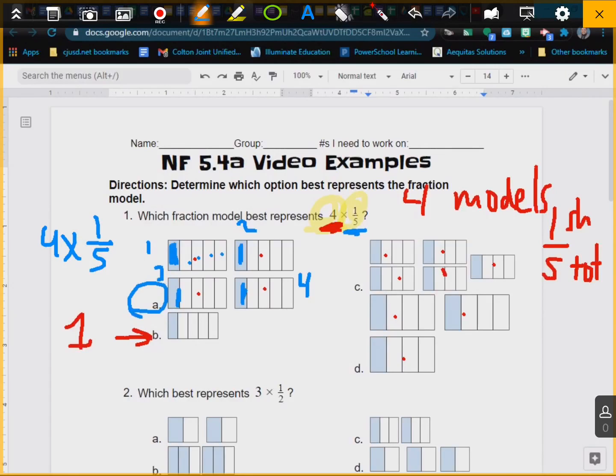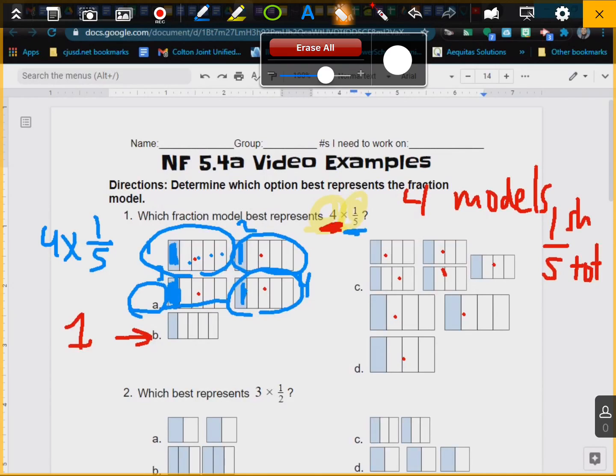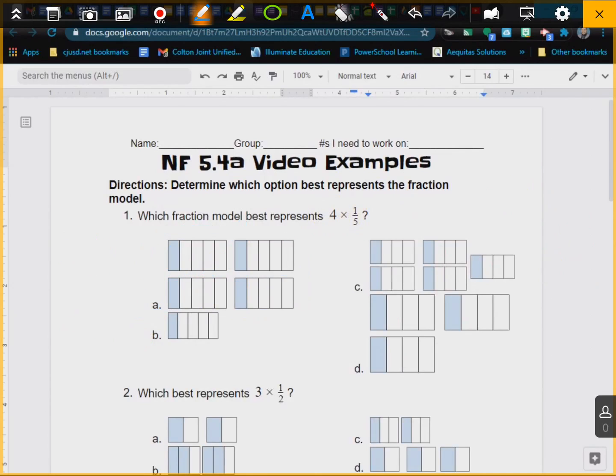You guys see that? There's 4 models here. In each model there's 5. Right? You see there's 5 in here. And of the 5, only 1 is shaded. That's all this is. Okay? It's very simple. This should not be a difficult concept. Okay? Let's go ahead. Let's do number 2.